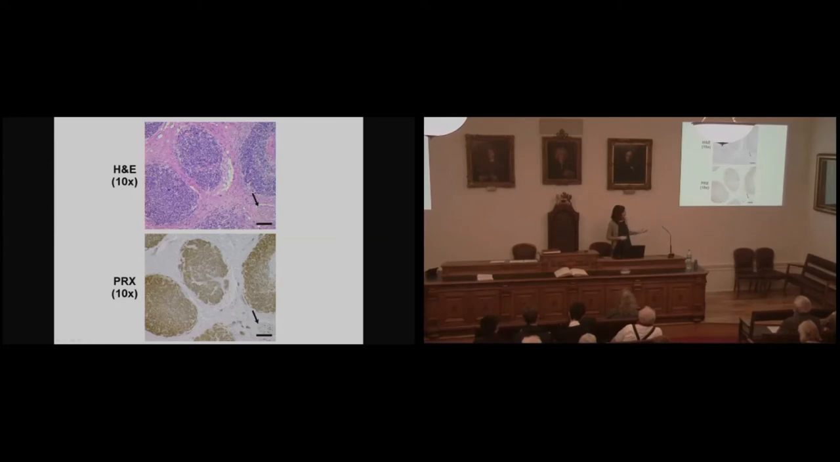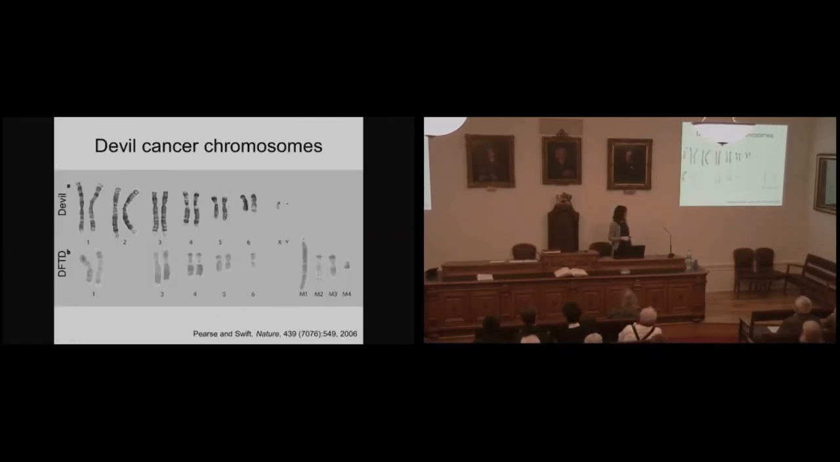And it wasn't really until a breakthrough came from people studying chromosomes that people started to realize that this is actually not likely to be a virus at all. The breakthrough was work by two colleagues in Tasmania, Anne-Marie Pierce and Kate Swift, who were studying devil chromosomes. Devils have fairly simple chromosomes. They only have 7 pairs of chromosomes, which are shown here. And this is a normal male devil. You can see the X and the Y chromosome over here.